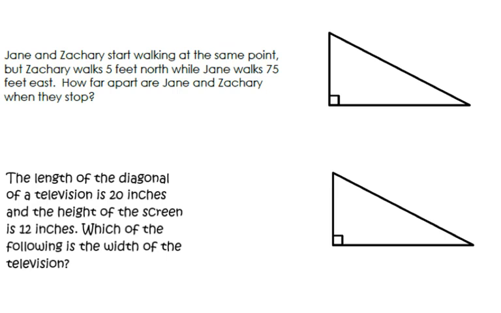Okay, our next problem says Jane and Zachary start walking at the same point, but Zachary walks 5 feet north while Jane walks 75 feet east. How far apart are Jane and Zachary when they stop? So here's what I know. Zach's going to walk 5 feet north. Jane is going to walk 75 feet east.